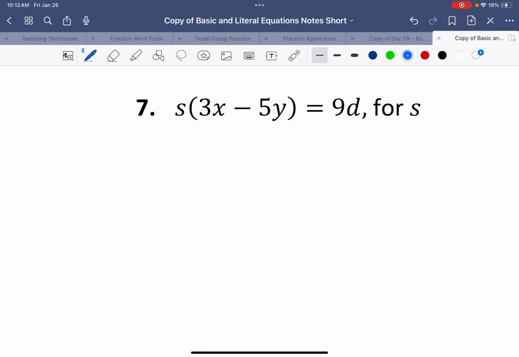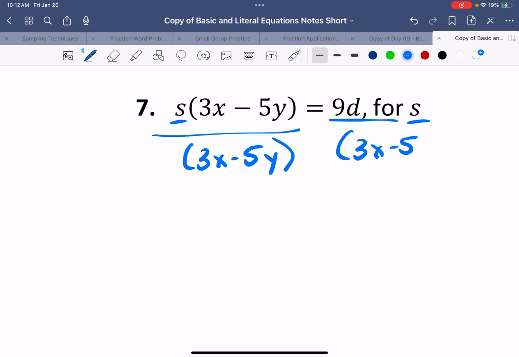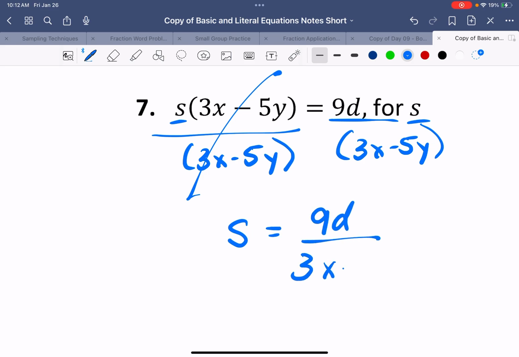Okay, so hopefully what you figured out was that we need to divide by this whole amount right here because we're trying to solve for S, right? So this right here is a multiplication problem. So the opposite of that is divide. And you can divide by the whole amount here. Okay, so we're going to divide by 3x minus 5y. Okay, so then those become 1. Amazingly, and S is equal to 9D over (3x minus 5y).